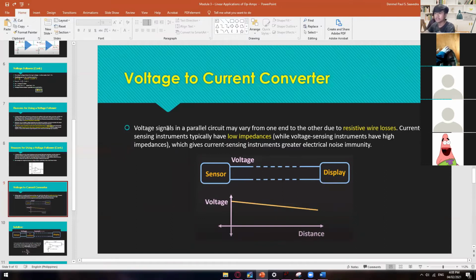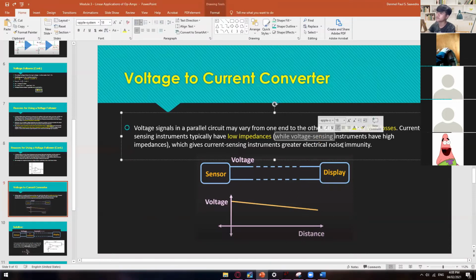Because voltage signals in a parallel circuit may vary from one to the other due to resistive wire losses. As you guys may all know, voltage always has a voltage drop when it passes a wire or a resistance, or a resistor. But for current, current sensing instruments typically have low impedance, while voltage sensing instruments have high impedance.